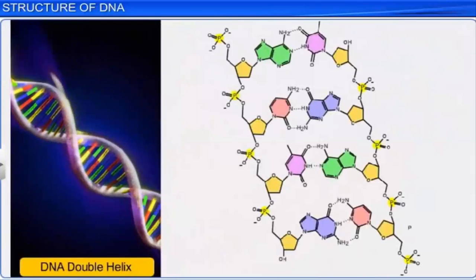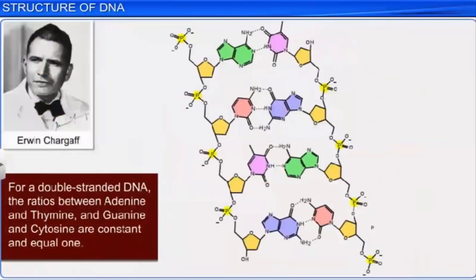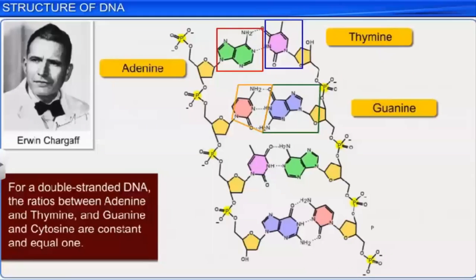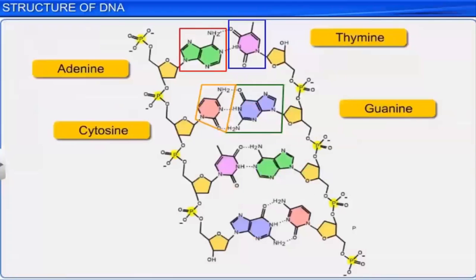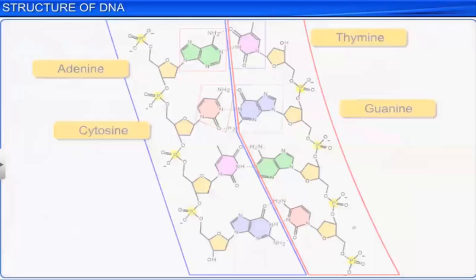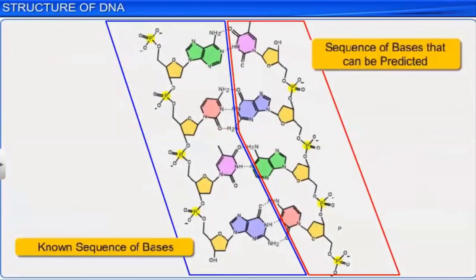This proposition was based on the observations made by Erwin Chargaff, who found that the ratios between adenine and thymine, and guanine and cytosine, are constant and equal to 1 for a double-stranded DNA. In fact, due to base pairing, the polynucleotide chains possess a very unique property, that is, the strands of the base pairs are complementary to each other. Therefore, if we know the sequence of bases on one strand, it is possible to predict the sequence in the other.